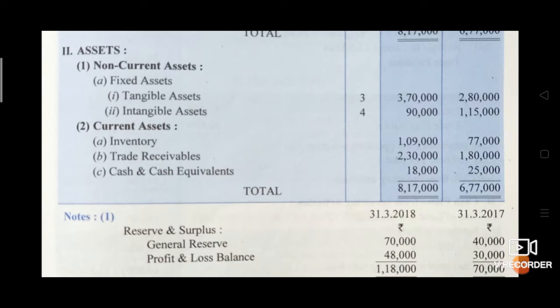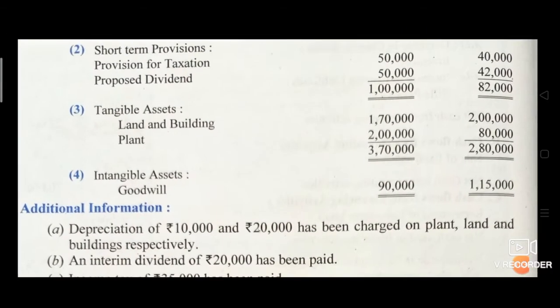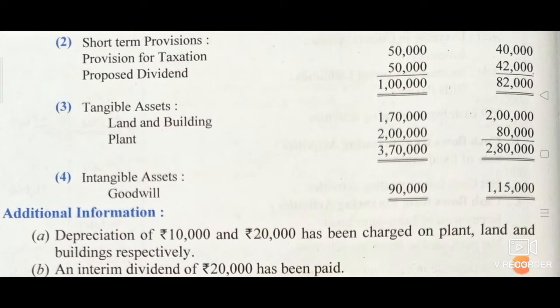Now see the first note, reserve and surplus. General reserve, it was 40,000 and now it is 70,000. So the differential amount has been transferred to general reserve, that is rupees 30,000. Profit and loss balances are given. Now see the next note, second note, short term provisions.